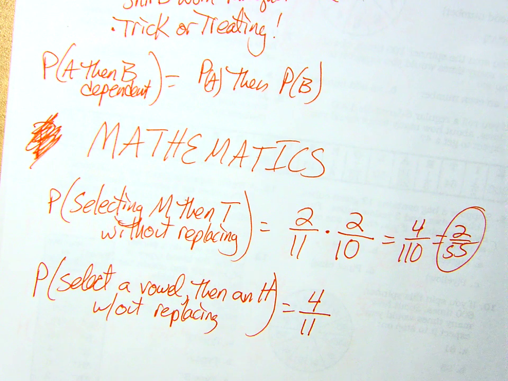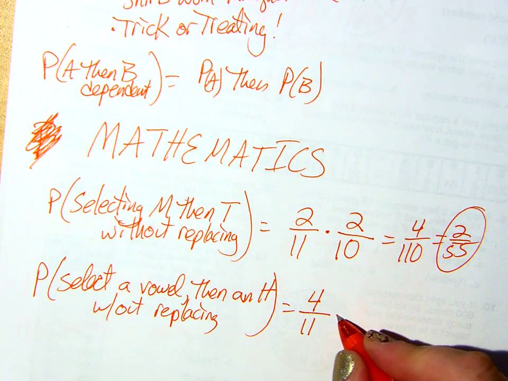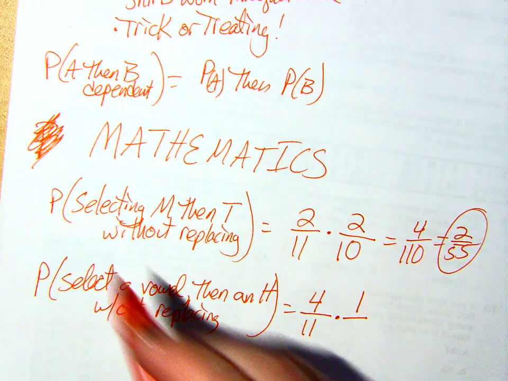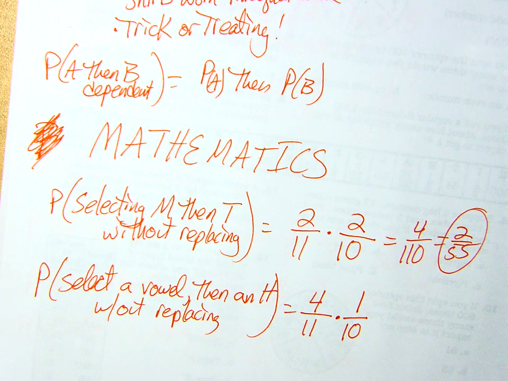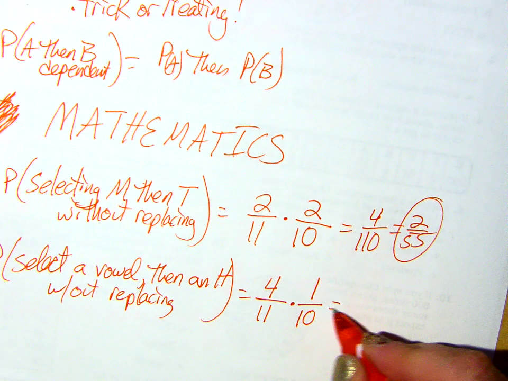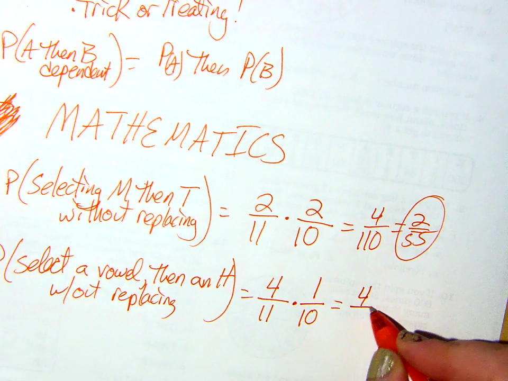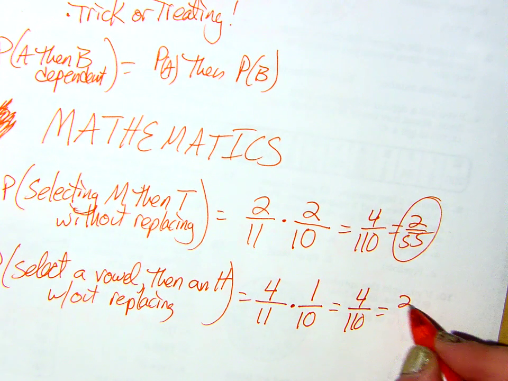So I just did it. I pulled out a vowel. I have a vowel in my hand. Now I'm going to go back in and I'm going to try and pick an H. How many opportunities do I have to pick an H? There's only 1 H in the whole thing, and there's only 10 cards, because I have the 11th in my hand already. I already picked it. So now there's only 1 out of 10. So my answer is 4 out of 110 again, so it just so happens to be 2 out of 55.